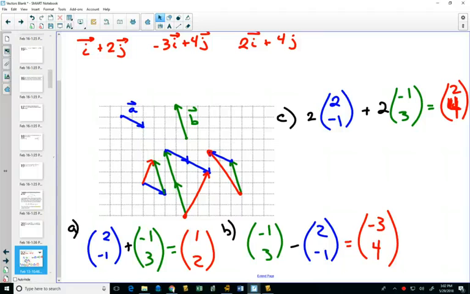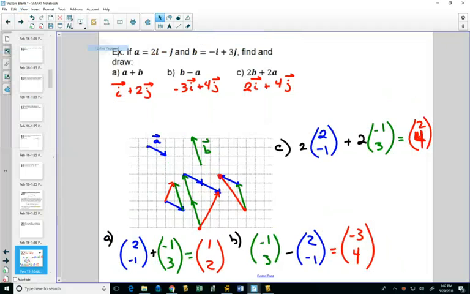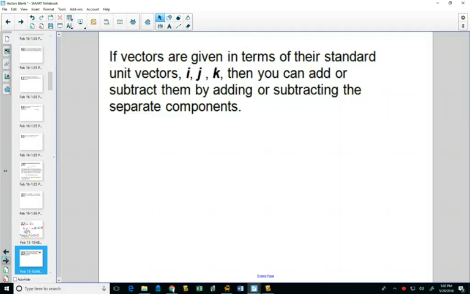So how did I get this set up if we view the whole thing at once? Because it was 2i minus j, that's 2, -1 as a column vector. And b is -1, 3 as a column vector. And then I'm just adding the corresponding elements to add my vectors. But we can see why it works when we look at the graph. So all we are doing is adding the separate components, and this is going to be really nice in 3 dimensions because it's really hard to draw everything in 3 dimensions and then count it out perfectly.